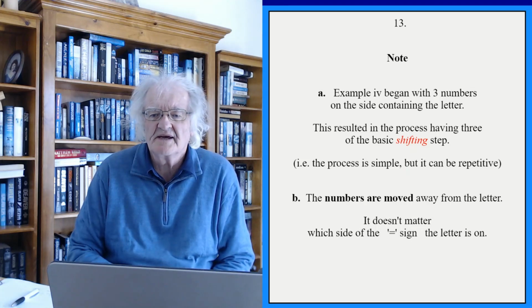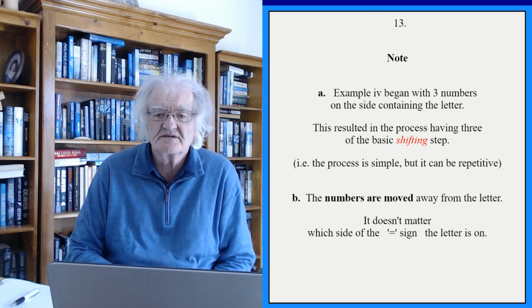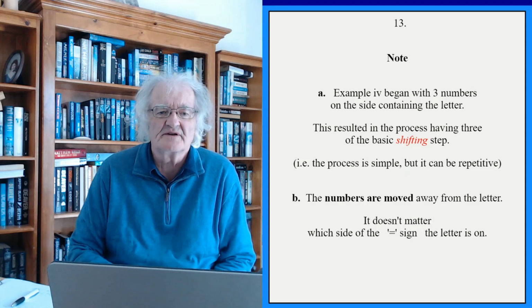Example 4 began with 3 numbers on the side containing the letter. This resulted in the processing having 3 of the basic shifting step. The process is simple, but it can be repetitive. The numbers are moved away from the letter. It doesn't matter which side of the equal sign the letter is on. The numbers move, the letter stays where it is.